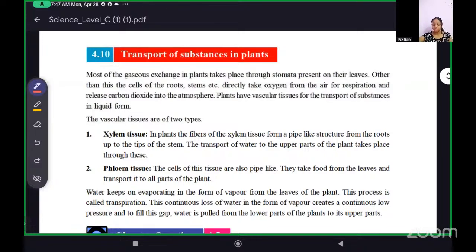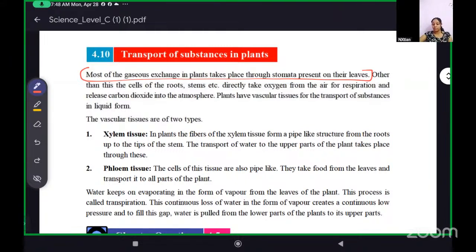Okay, let's give this a read. Most of the gaseous exchange in plants takes place through stomata present on the leaves. Gaseous exchange means the exchange of oxygen and carbon dioxide happens through the stomata present in their leaves. Other than this, the cells of roots, stems, etc. directly take oxygen from the air for respiration and release carbon dioxide into the atmosphere. Plants have vascular tissues for the transport of substances in liquid form.